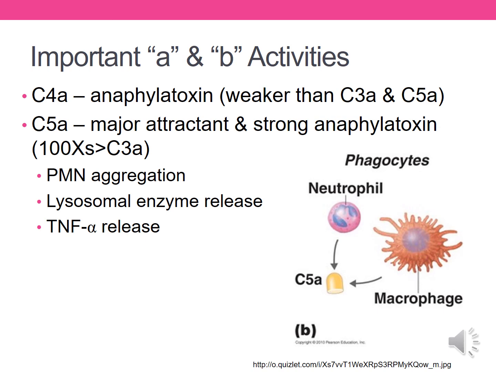C5a is a major attractant and a strong anaphylotoxin, like C3a is. But C5a actually has a better job at PMN aggregation, bringing neutrophils to the site of where it was cleaved.